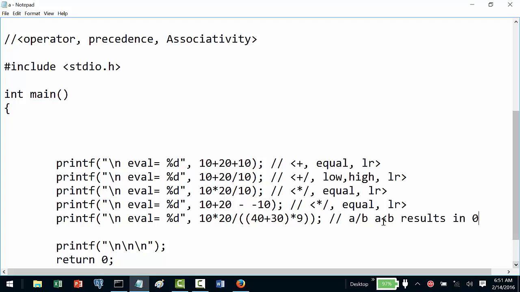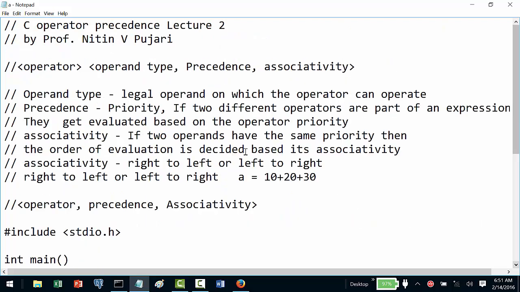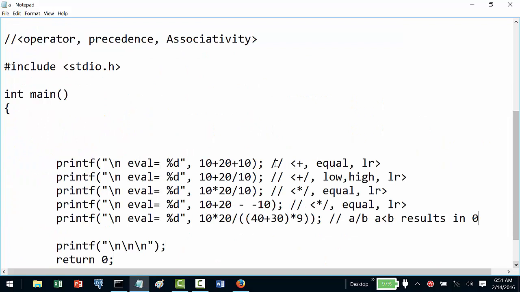This is very important. Okay, so this is, in a nutshell, the evaluation of expressions, lecture 2. We look at other expression evaluations along with other operators in the subsequent lecture videos. Thank you very much.